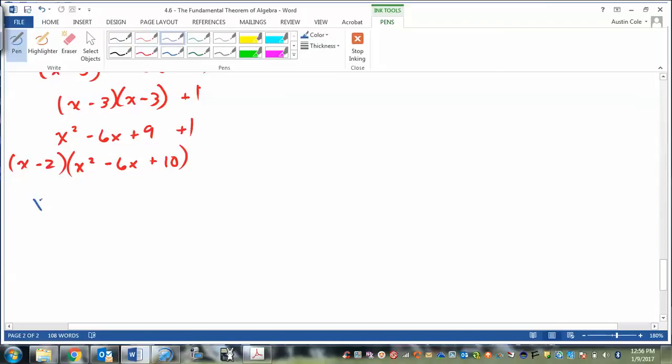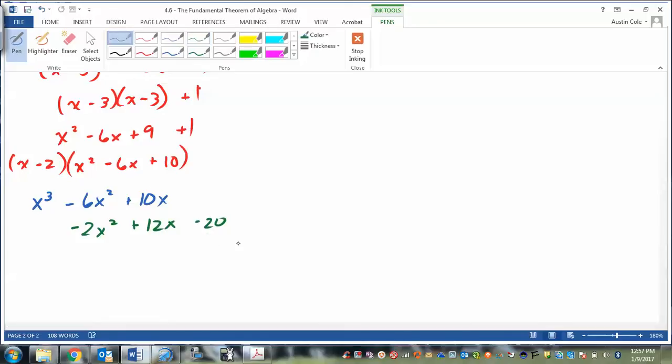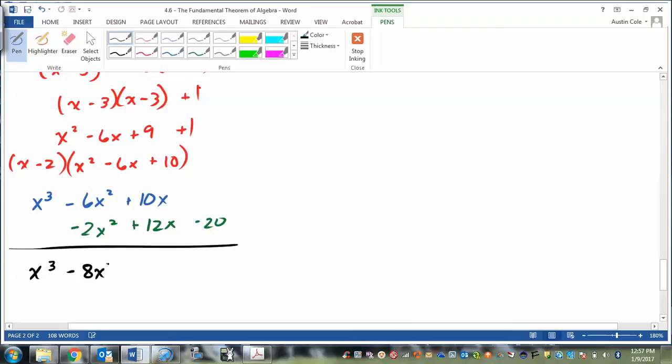So x times x squared is x cubed. X times negative 6x is negative 6x squared. X times 10 is 10x. Negative 2 times x squared is negative 2x squared. Negative 2 times negative 6x is positive 12x. Negative 2 times 10 is negative 20. I add them together. X cubed minus 8x squared plus 22x minus 20.